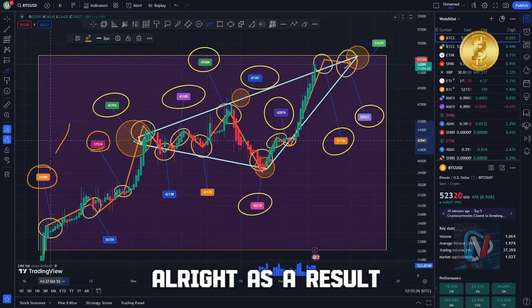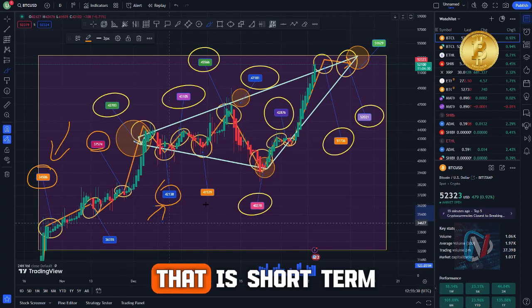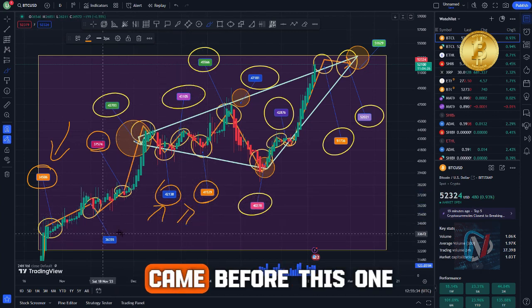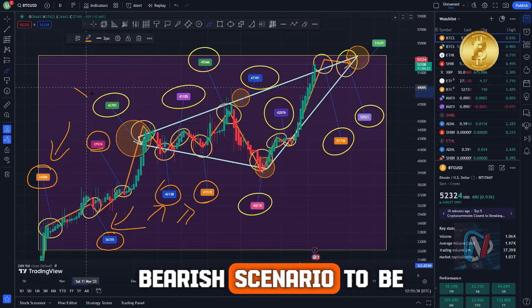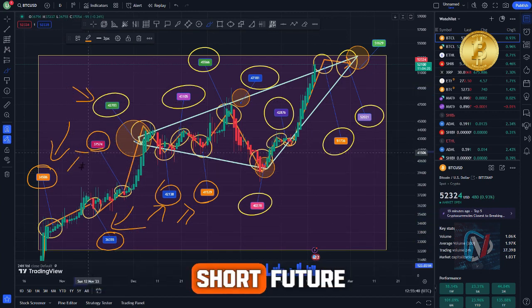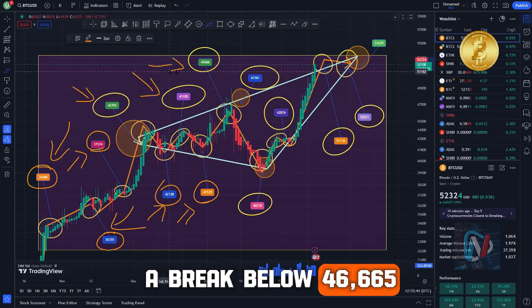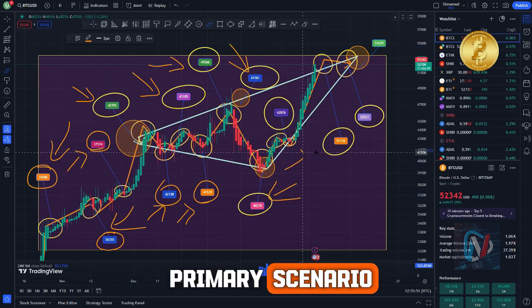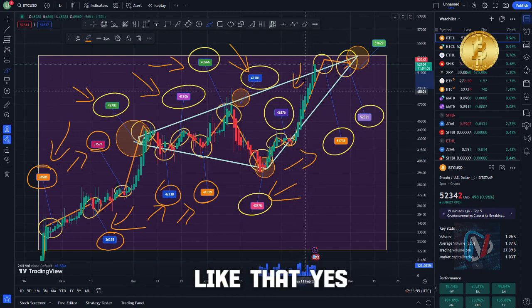Alright. As a result, there is, without a doubt, a bearish scenario that is short-term, which I also outlined in depth in the video that came before this one. Nevertheless, in order for the bearish scenario to be essentially significant in the short future, if I want to make it the primary scenario, I need to see a break below 46,665 in order to gain relevance, raise probabilities, and make it the primary scenario. I'm not going to lie to you and say that it won't take place or anything like that.